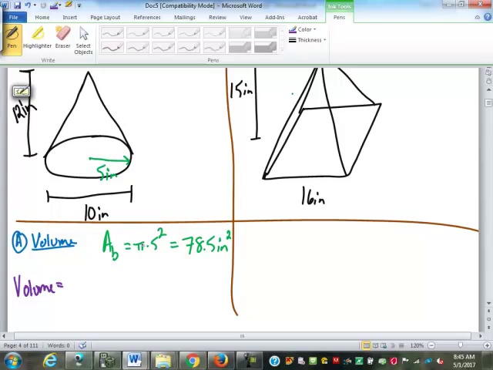My volume is then the area of that base, 78.5 square inches, times my height of 12 inches. But since it's a cone or a pyramid, we divide by 3. Which is 314 cubic inches, the volume.